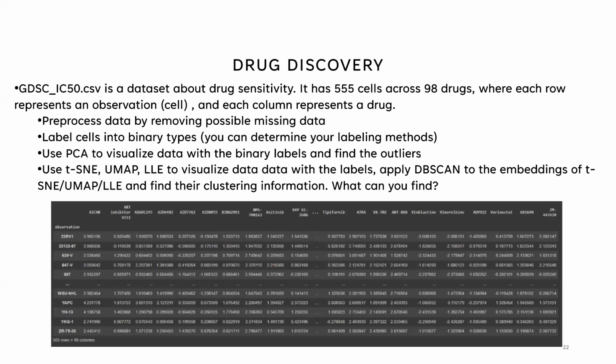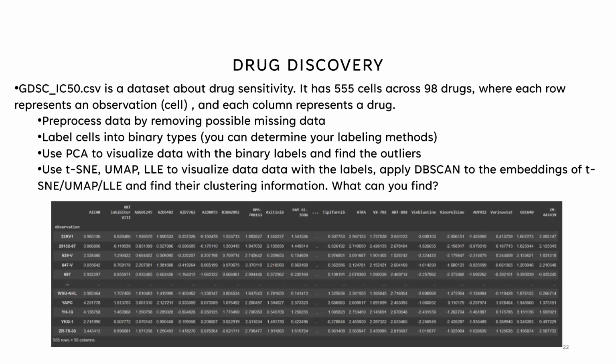The first step was to pre-process the data by removing all possible missing data. Luckily, there was none. I ran is.na, is missing, all the possible checks, and there's nothing blank. So that step was easy. The next was to label cells into binary types.